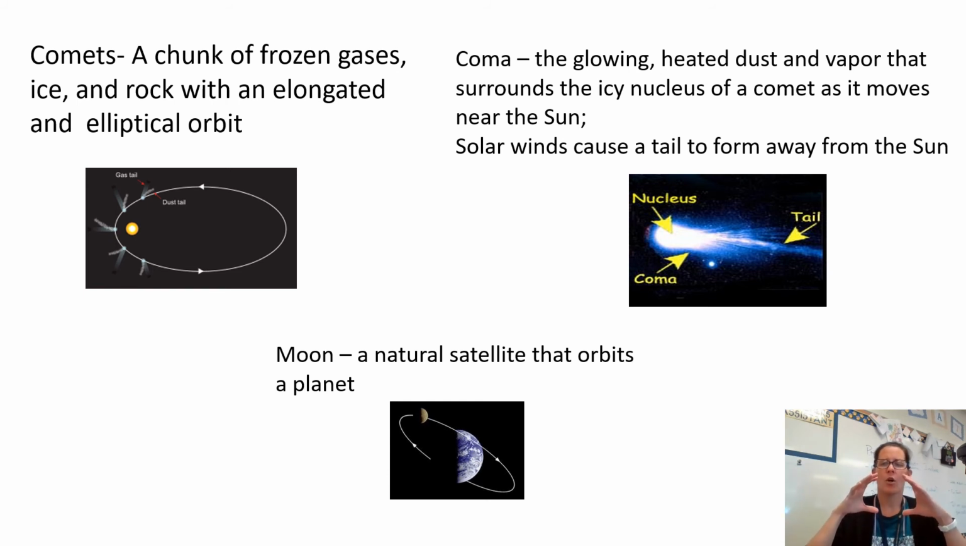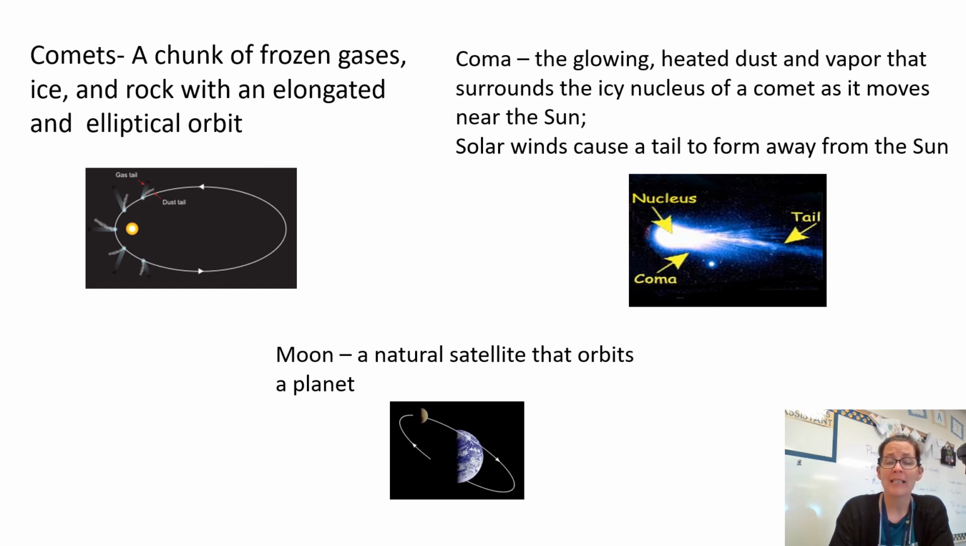Most of the time, an orbit's going to be pretty close to round, but a comet is stretched way out, so it'll go kind of like this. Instead of a planet, it's going to go in kind of a more circular motion. That's an elliptical. A coma is the glowing heated dust and vapor that surrounds the icy nucleus of a comet as it moves near the sun.